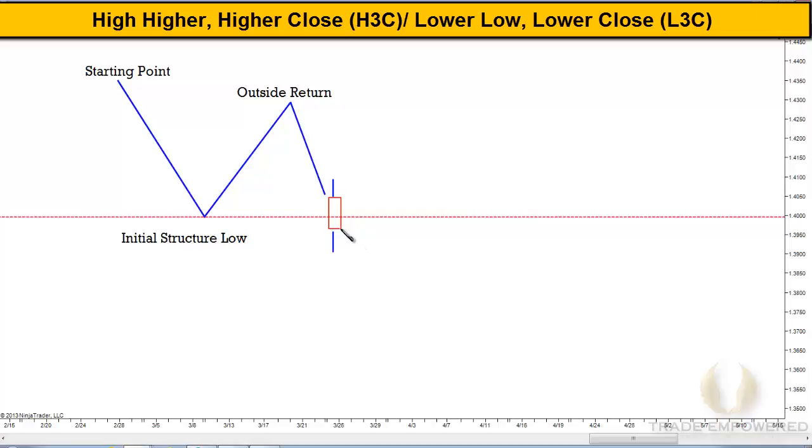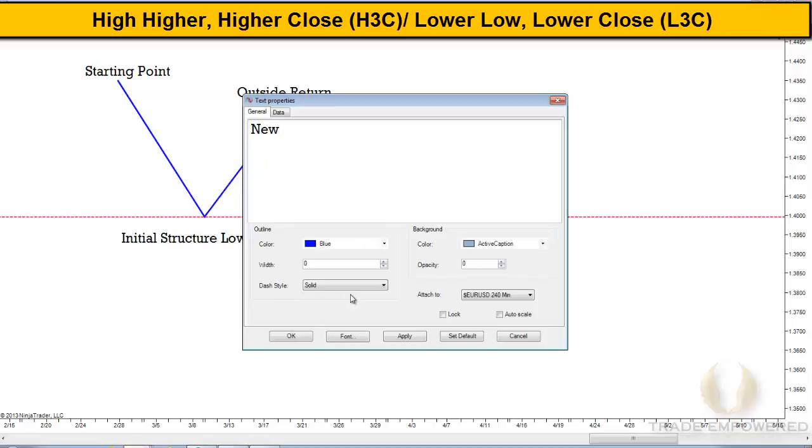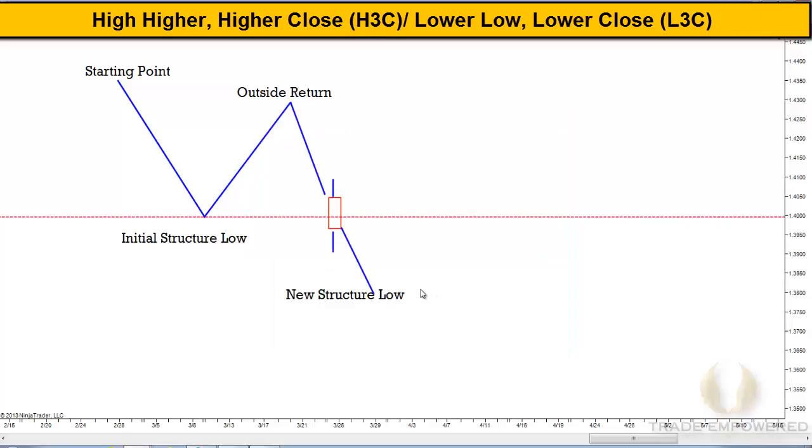then we can expect this trend to continue, giving us a new structure low, and we'll look for the pattern to continue. Outside return, new structure low after we get a lower low, lower close, outside return, new structure low.